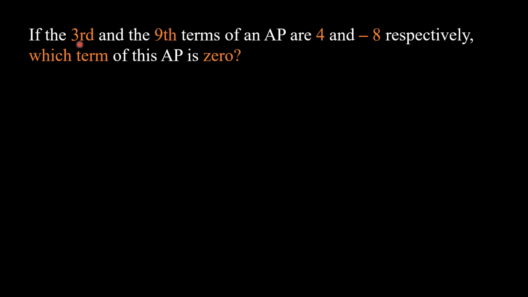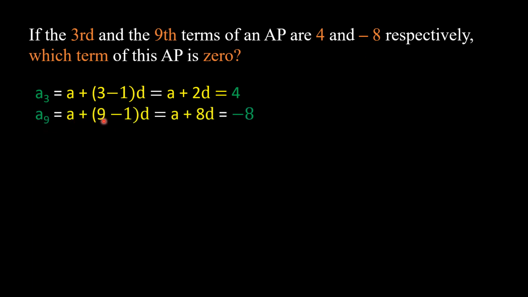If the third and the ninth terms of an AP are 4 and minus 8 respectively, then we have to find which term of this AP is 0. Now here the third term is given to be 4, so we write A3 equals A plus 3 minus 1 into D, which will be A plus 2D, and it is given to be 4 here. And the ninth term is minus 8. So we write A9 equals A plus 9 minus 1 into D, which is A plus 8D, and it is given to be minus 8.